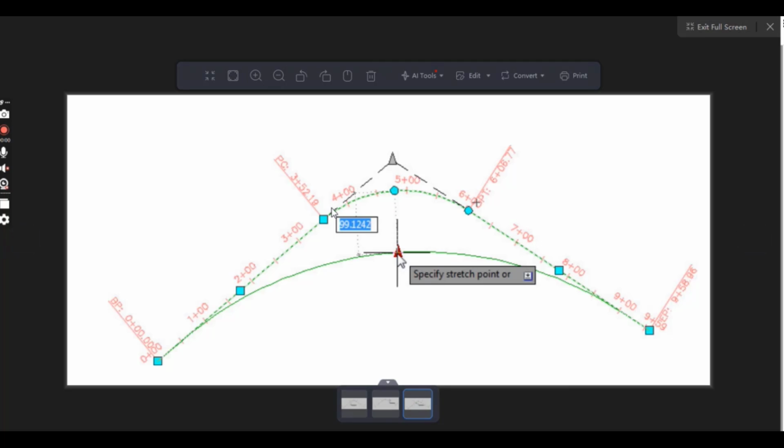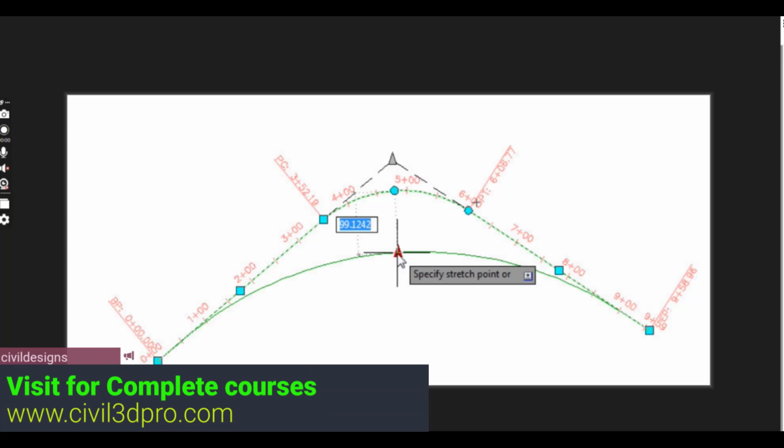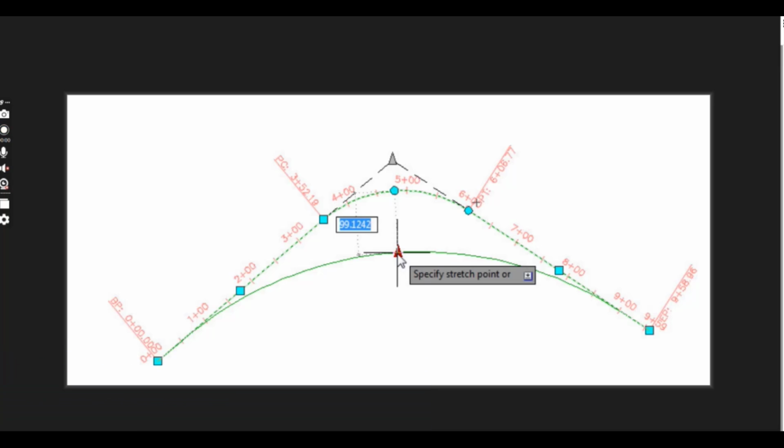During the exercises in this chapter, we will use a mix of these entity types to understand them better. So stay tuned with us for more typical alignment creations in this chapter.